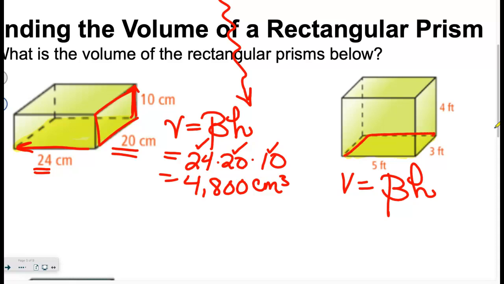I like to use the bottom. So on this one, just a nice 5 times 3 for the area of the base. Pull it up with the height, and we're going to get 60 feet cubed. The box is a little too easy.